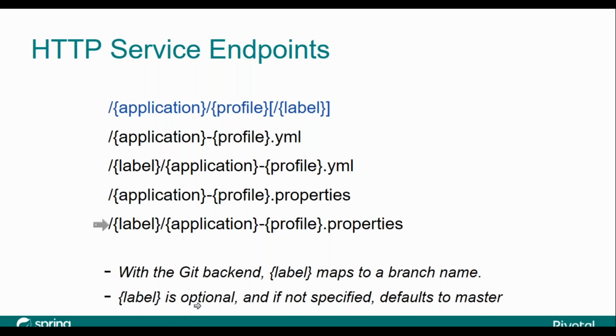Now, whenever you use a Git backend, the label always maps to what? It maps to your branch name. And remember, the label is what? It's optional. And in case you never specify it, the default would be leading to where? It would be leading to master.